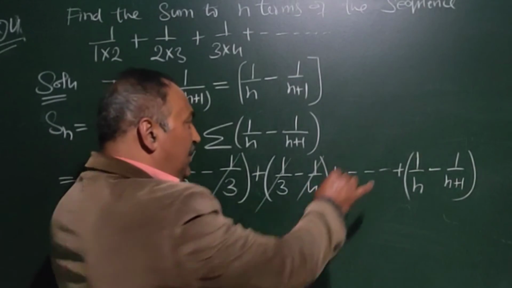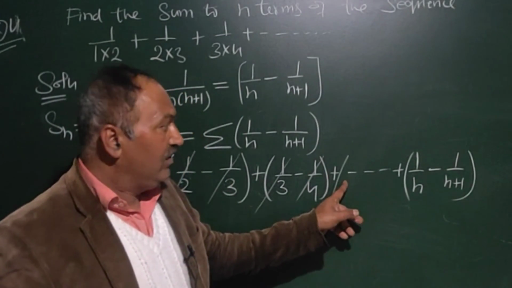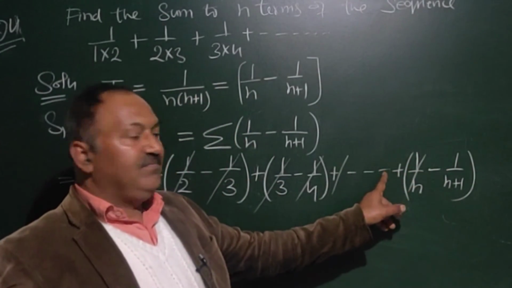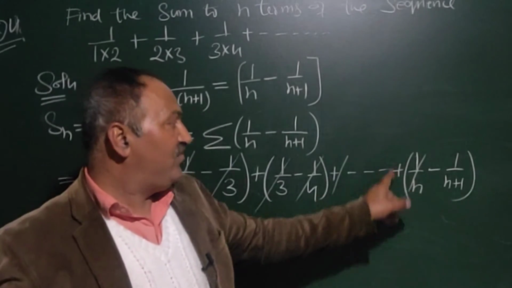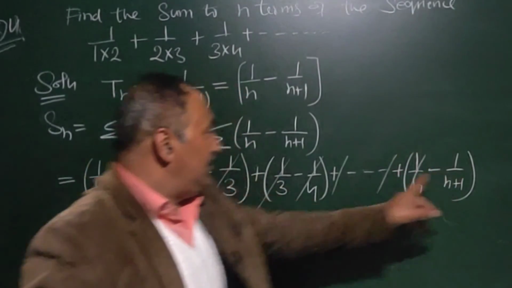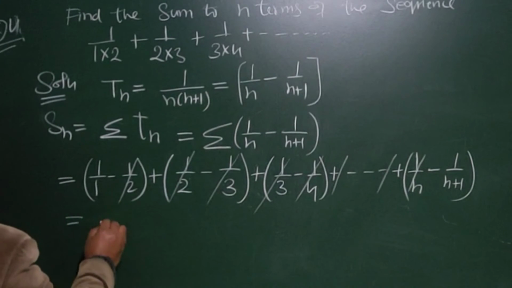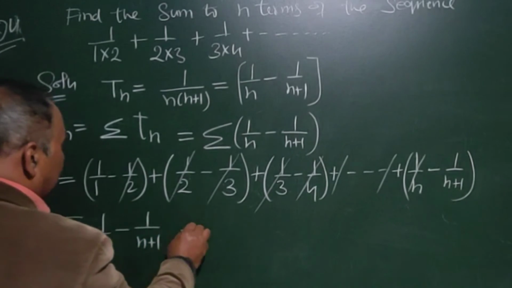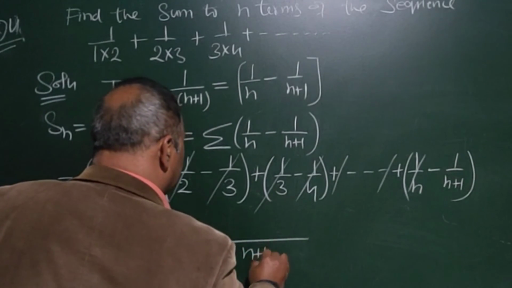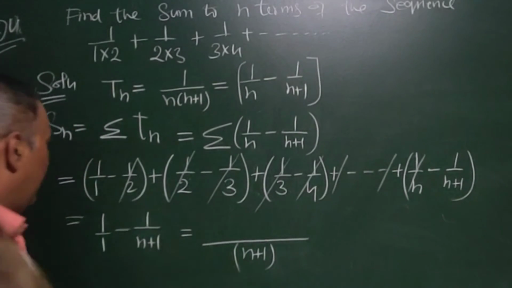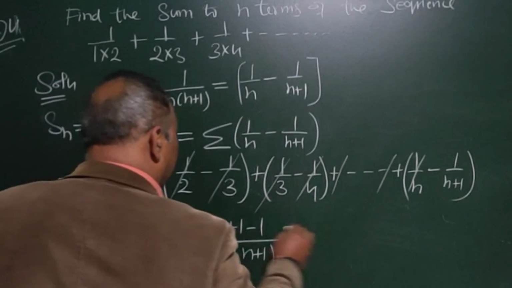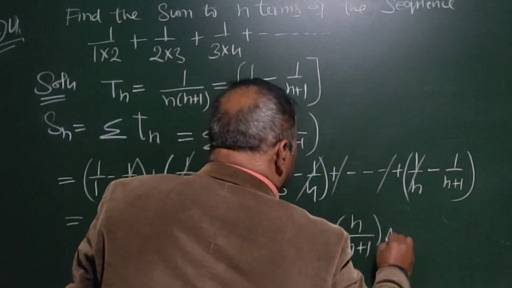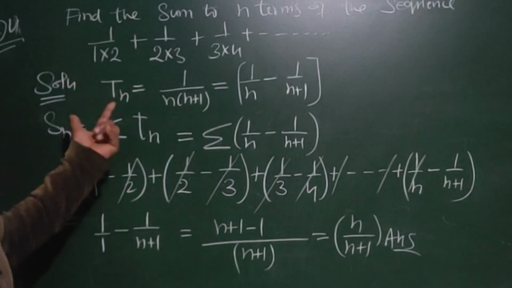Minus 1 by 4, here plus 1 by 4 will come. And this plus 1 by n will be cancelled by the previous term, the last term here, minus 1 upon n, that will also get cancelled. This and this will be remaining, that is 1 upon 1 minus 1 upon n plus 1. That is equal to n plus 1 LCM, and we get n plus 1 minus 1, and the answer of this question is n upon n plus 1. This will be the value of Sn for this question.